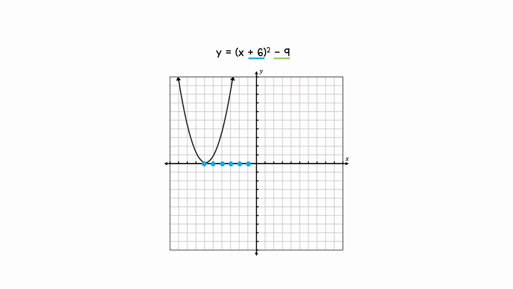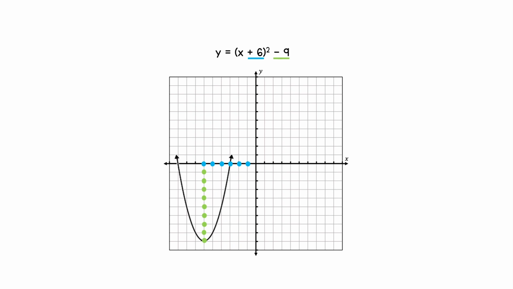And then we have minus 9 at the end. So we want to go down 9 units in the negative direction. And this is your transformed quadratic.